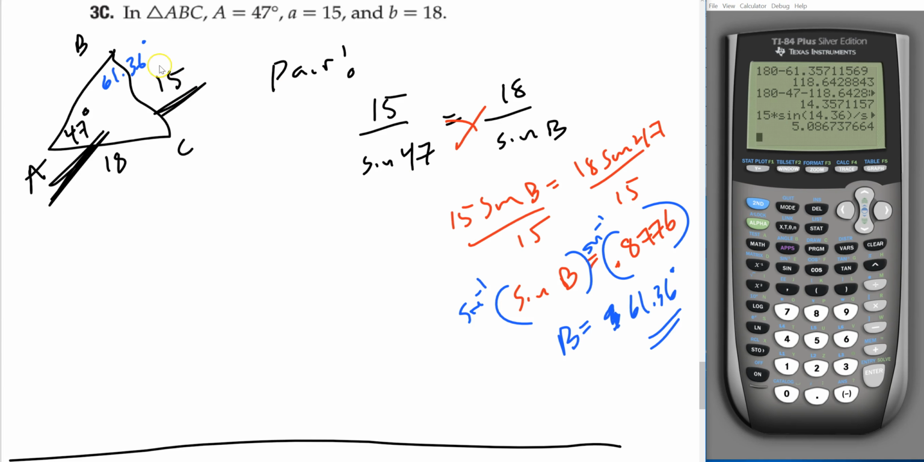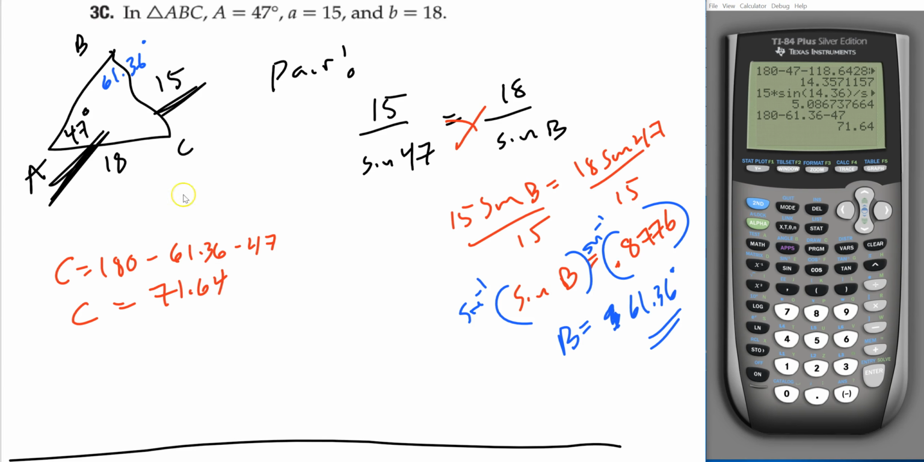Now let's go back up here and finish this problem because we haven't found another angle yet. We haven't solved triangle 1. So I have that. We're going to solve C like we always do. 180 minus 61.36 minus 47. And for C, I get 71.64 in this case.